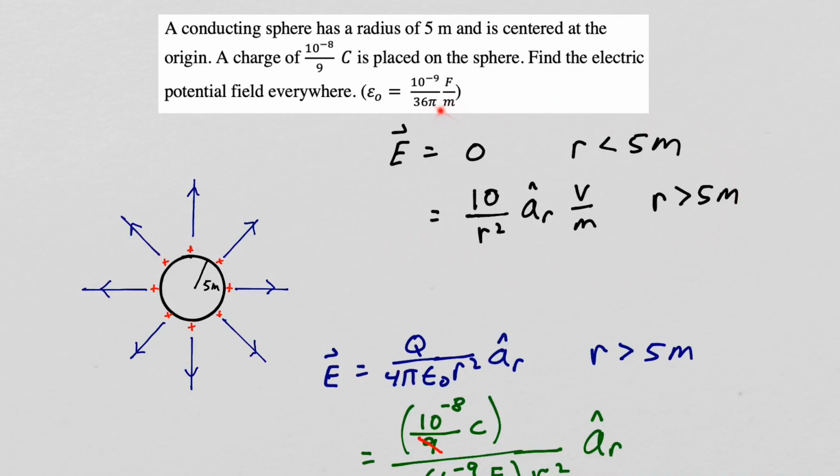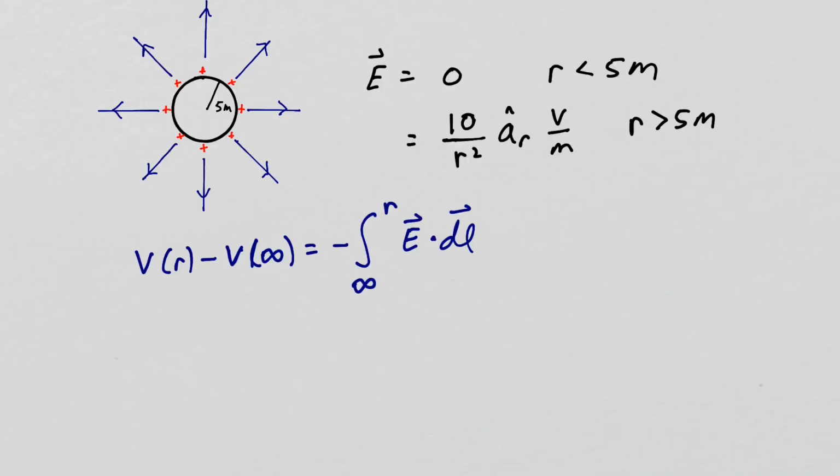The potential field is the amount of work to move 1 coulomb of charge from infinity to r, which you obtain by minus the integral from infinity to r of E dot dl. So your mental representation should be 1 coulomb times the electric field is the force on 1 coulomb, and a force times a distance is an amount of work. So let's first find the potential field for r greater than 5 meters.